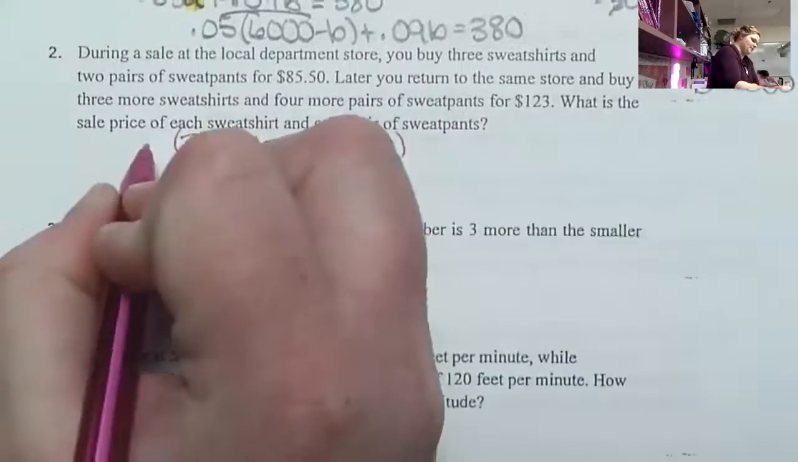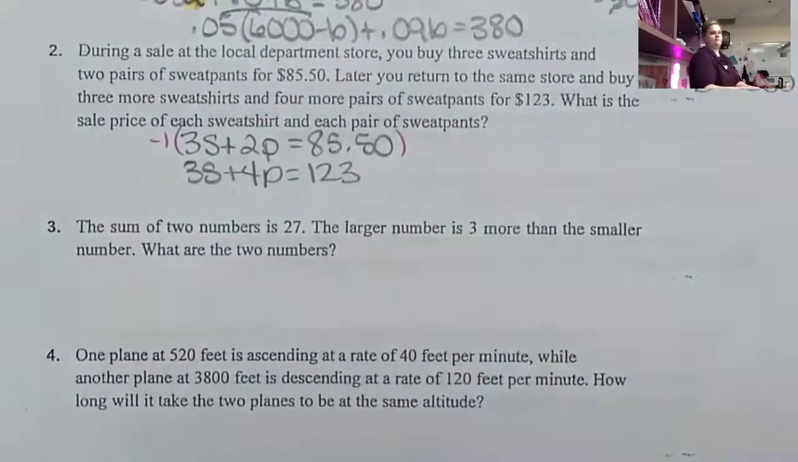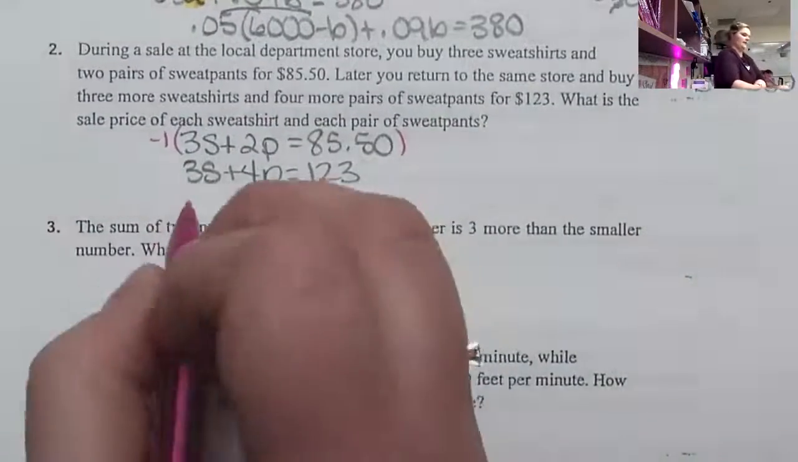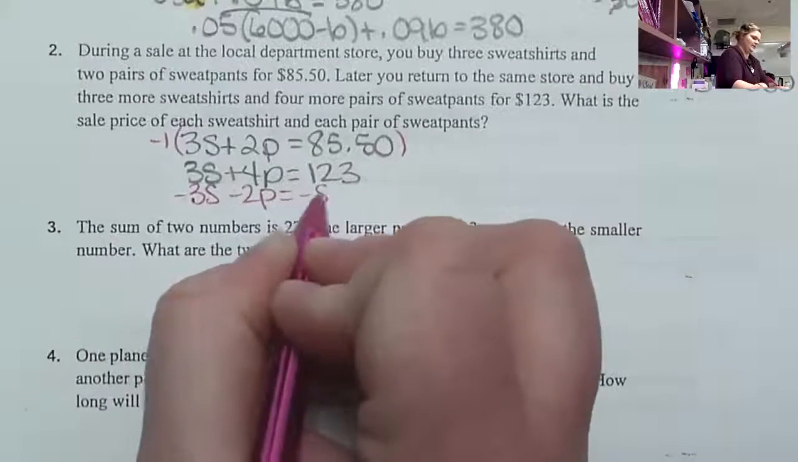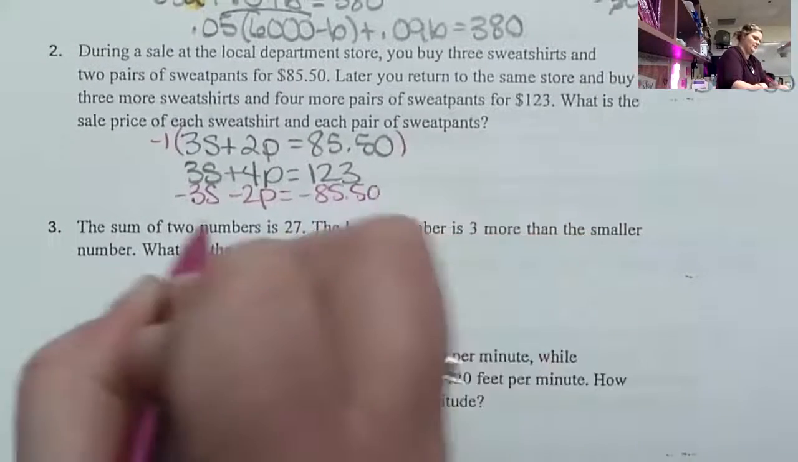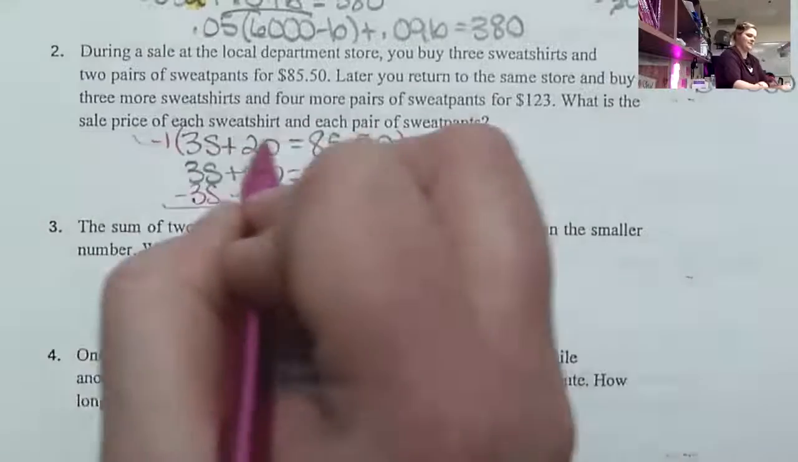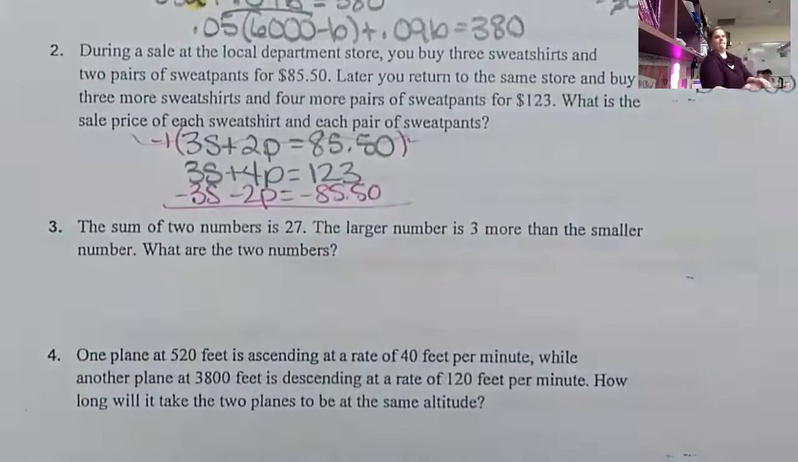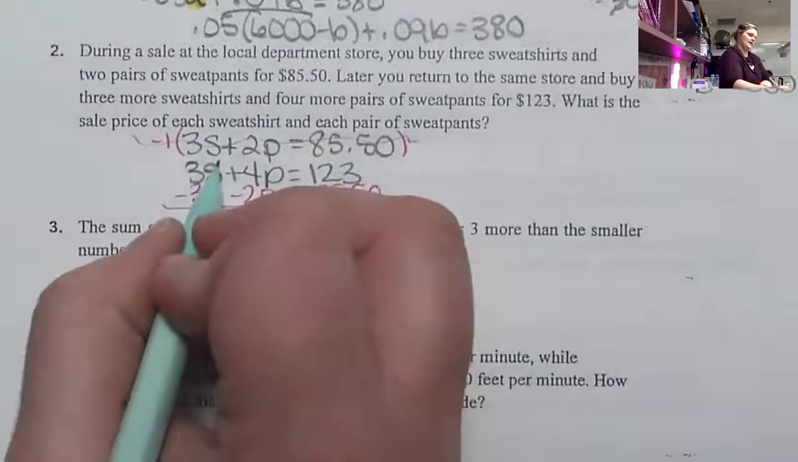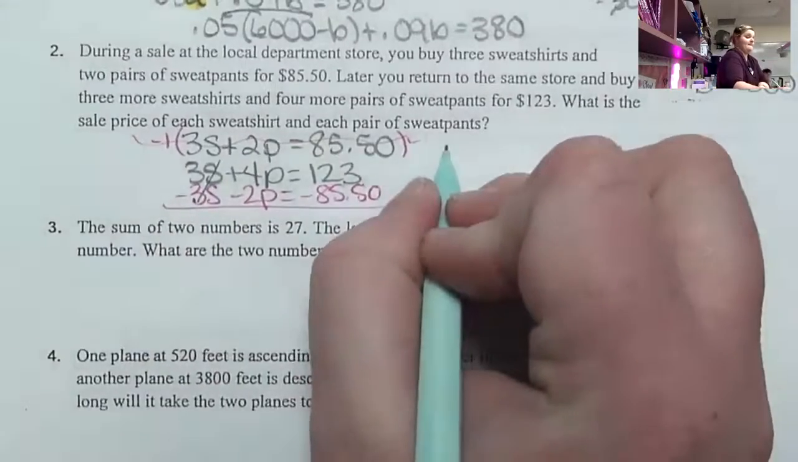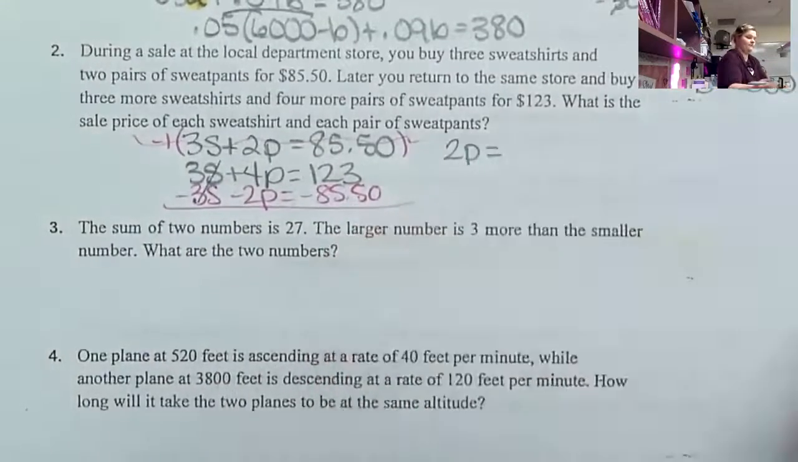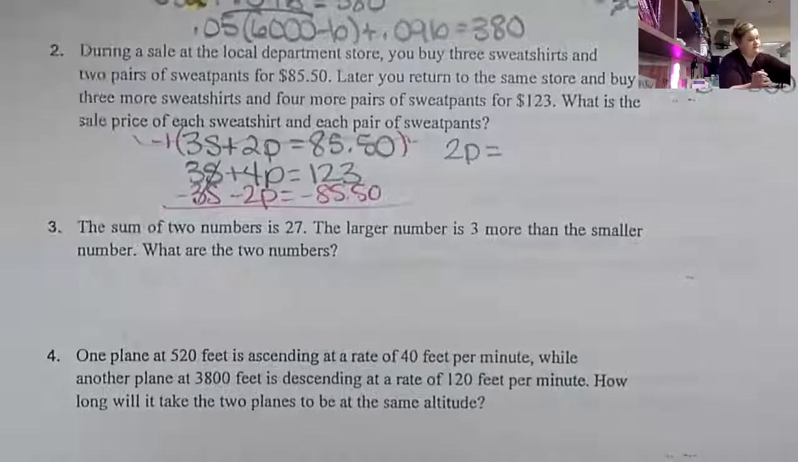The only thing I need to do is take it times a what? -1. I'm gonna do the top times -1. And then I'm gonna write it right underneath. So I have a -3S minus 2P equals that -85.50. Then I'm gonna add down, because remember, squiggle that out. S's are gone. What's 4P minus 2P? 2P, good. What's 123 minus 85.50?